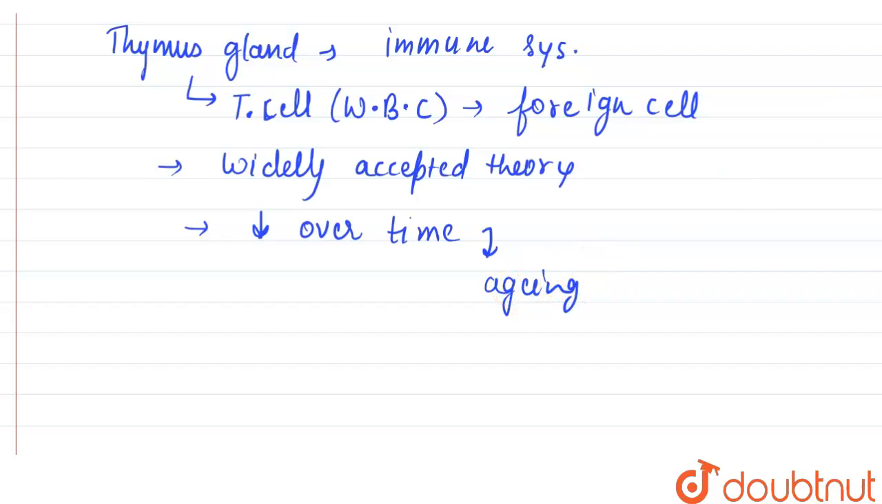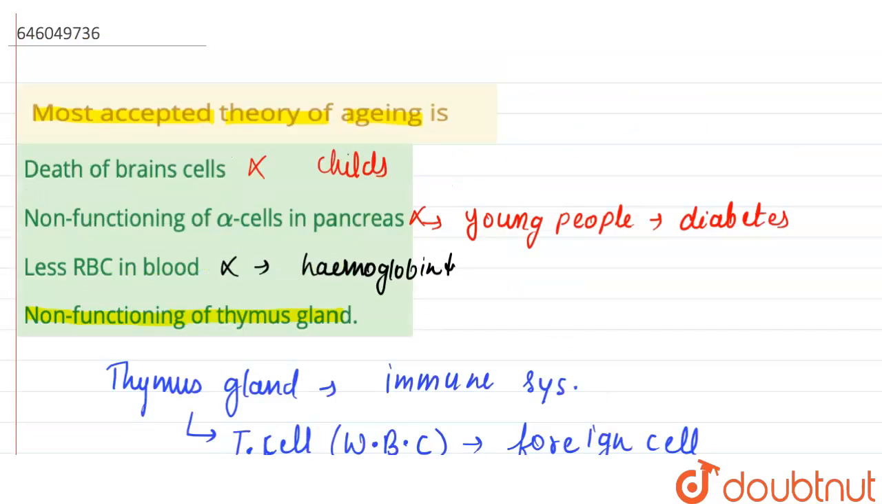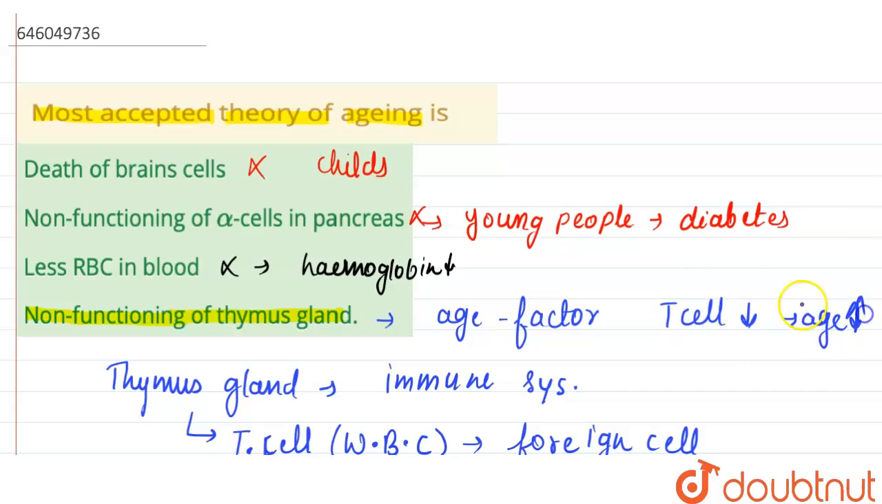Now, this is the correct option here, as it's the most accepted theory of aging. It's also related to the age factor. The T cells decrease with age, right? These T cells decrease with increasing age. Therefore, this is the correct option here.